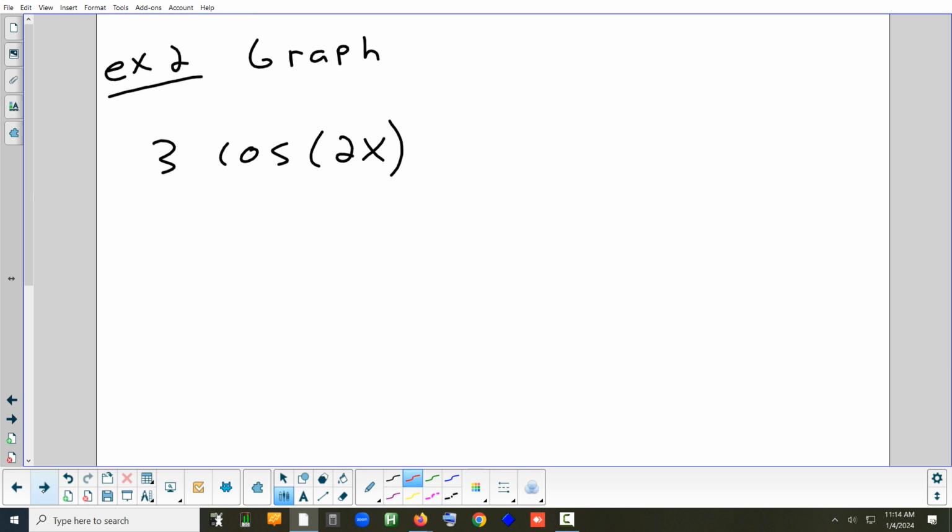All right. Let's try this one. So it says 3 cosine 2x. All right. Let's start with the 2. I always start inside the parentheses. What kind of transformation is the 2? Horizontal what? Yep. It's a horizontal. It could be a stretch or a shrink. In this case, it is a compression. Okay, so let's put our x's off to the side.